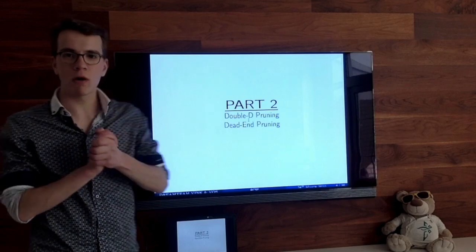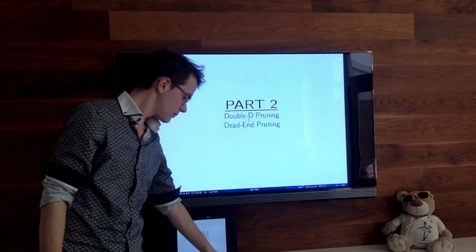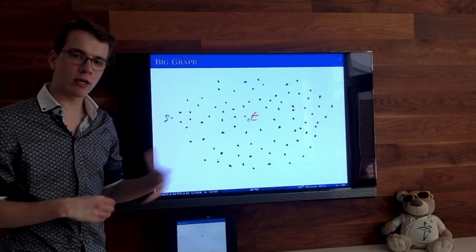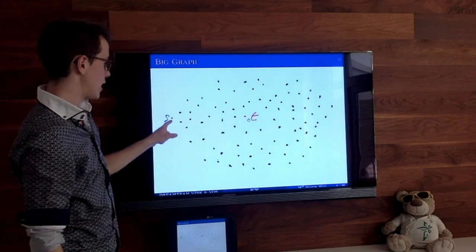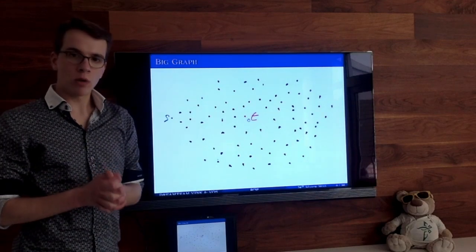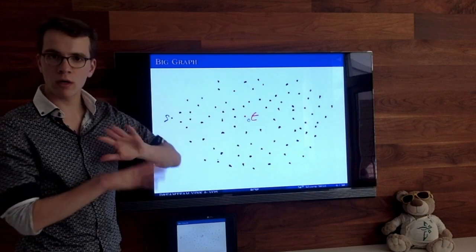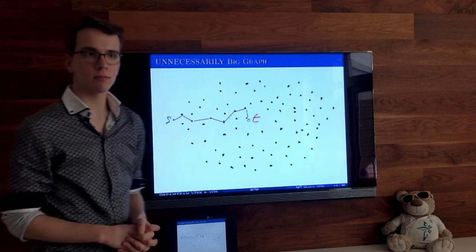Now we're going to part 2, where we're going to prune the graph. So what do we mean by pruning? Let's have a look at the graph. So suppose this is our graph. We have lots of nodes, and we have a source node S and a destination node T. Now what we see is this graph is so big that probably many nodes we're not going to use anyway. So these we may as well prune.